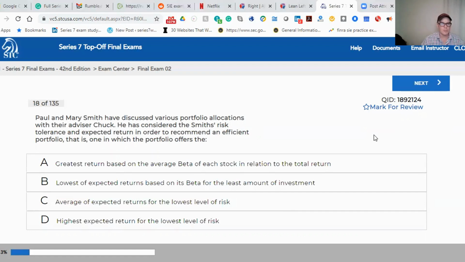Lowest of expected returns, why would I want low returns? Okay. Average of expected returns, lowest risk. Okay, that could be an answer. D, highest returns for the lowest risk. I like that. Highest returns for the lowest risk. That's what I want. Isn't that what you want?